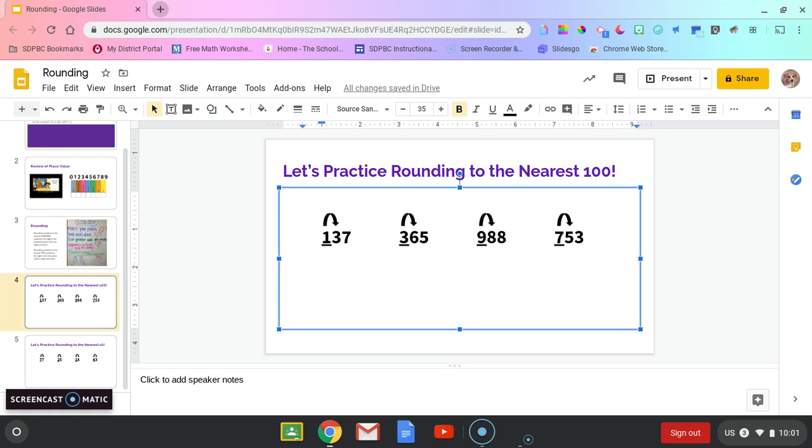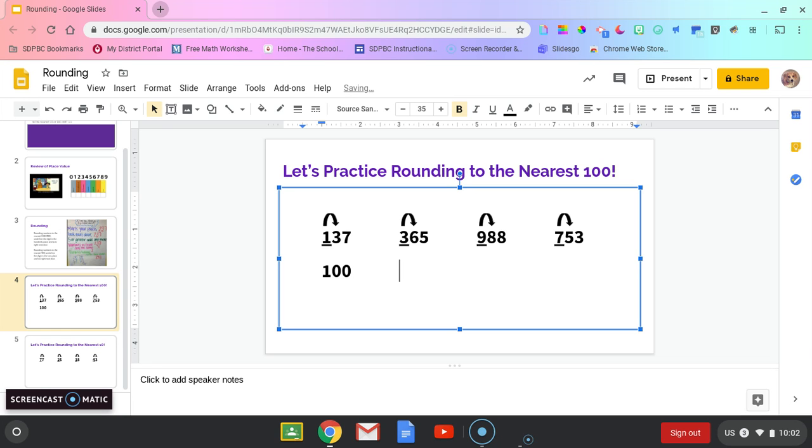I looked right next door. Now, is the 3 going to make the 1 go up or stay the same? The 3 is going to make the 1 stay the same. So the 1 stays the same, and then the other numbers turn to zeros. So 137, rounded to the nearest 100, is 100.